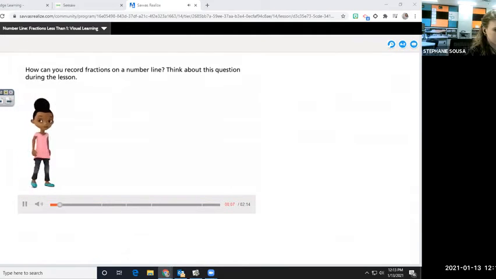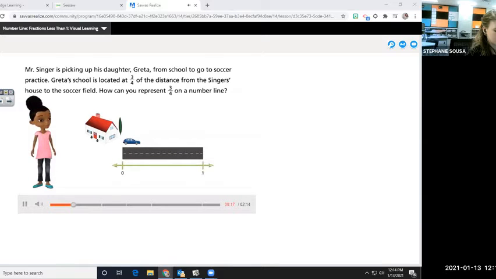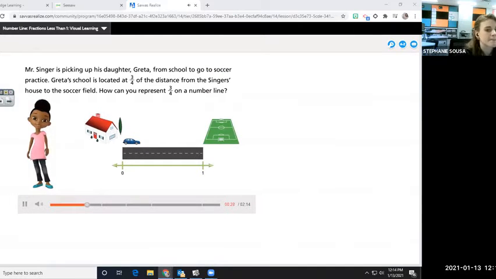How can you record fractions on a number line? Think about this question during the lesson. Mr. Singer is picking up his daughter, Greta, from school to go to soccer practice. Greta's school is located at 3/4 of the distance from the Singer's house to the soccer field. How can you represent 3/4 on a number line? Every number on a number line represents a distance from 0.